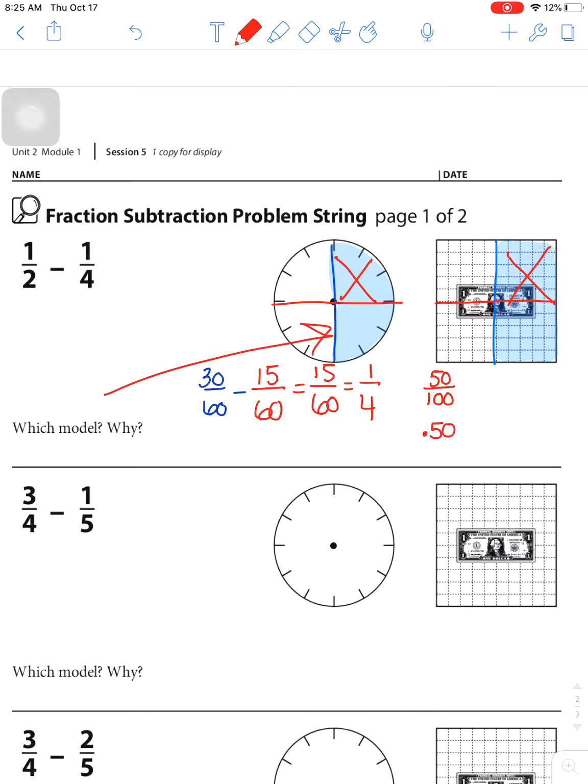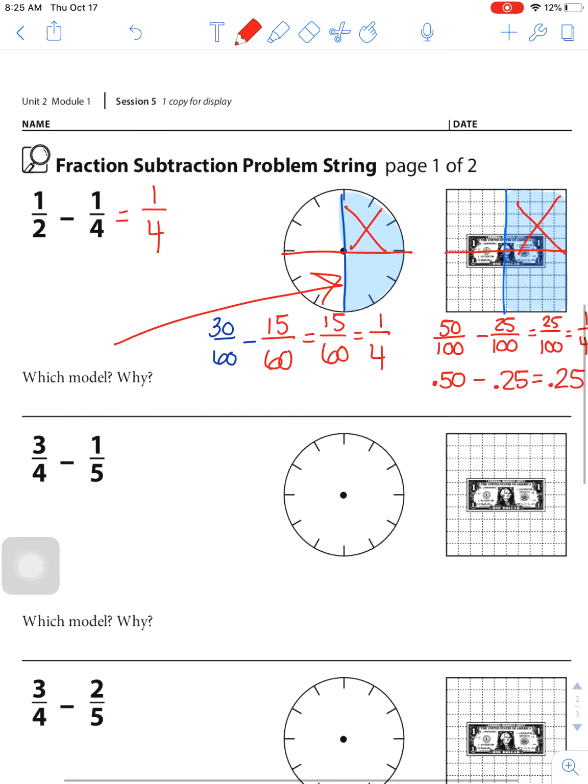So just to show it again, I'm going to say half of a dollar is 50/100ths, or I can even go as far as saying 50 cents, right? Because I feel comfortable with money. And I subtracted a fourth of a dollar, which is 25/100ths, okay, or 25/100ths written as a decimal. And 50 cents minus 25 cents is 25 cents. And 50 minus 25 is 25, right? And that equals 1/4, okay? So I was able to get the same answer with two different models, okay? So I can now answer 1/2 minus 1/4 is 1/4, okay?